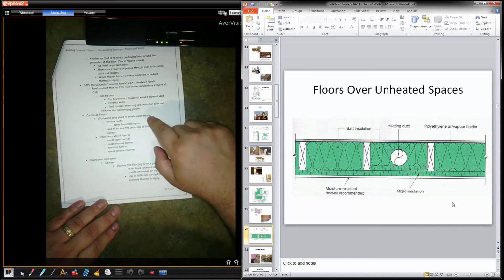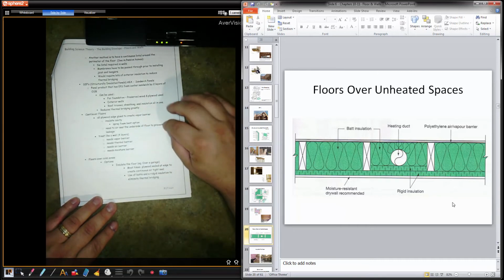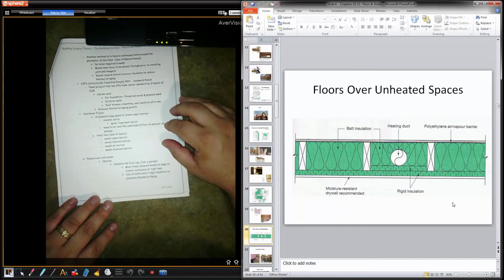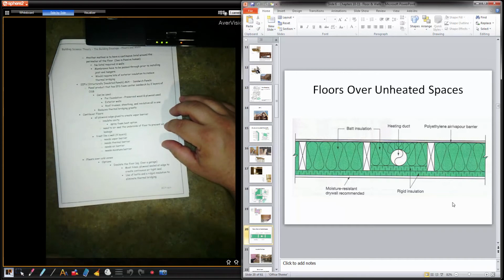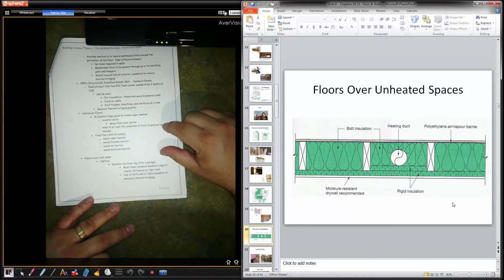All plywood edges glued to create the vapor barrier. Insulate the cavity, spray foam is the best option. Air seal the underside of the floor to prevent air leakage. Very important, right? You need to control air leakage, otherwise it feels cold. You can put all the insulation in the world into a cavity. If you don't control the air leakage, it's not going to warm up.